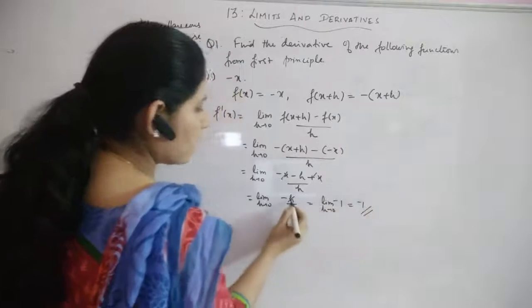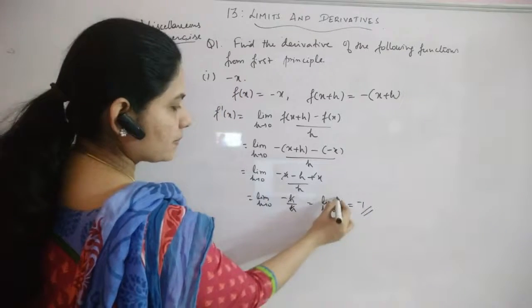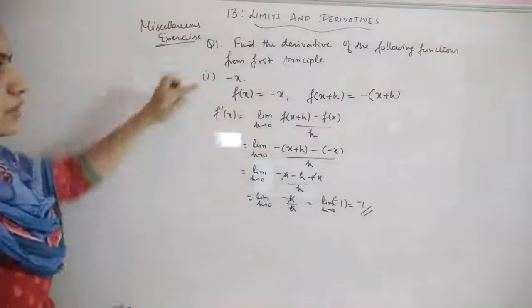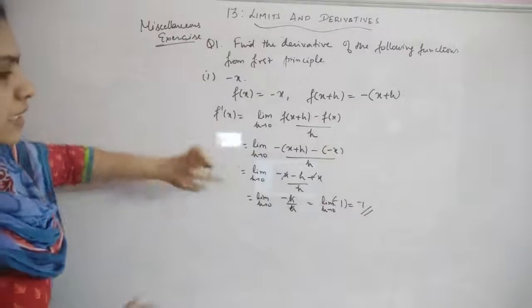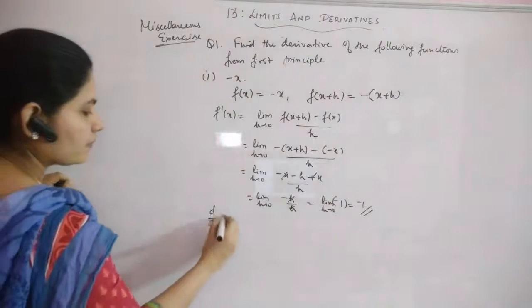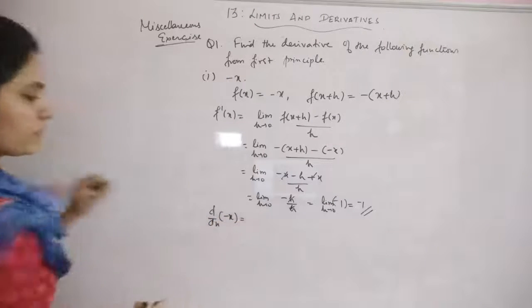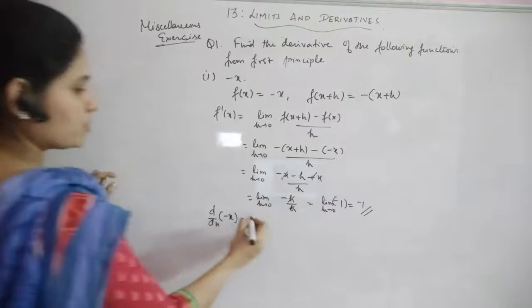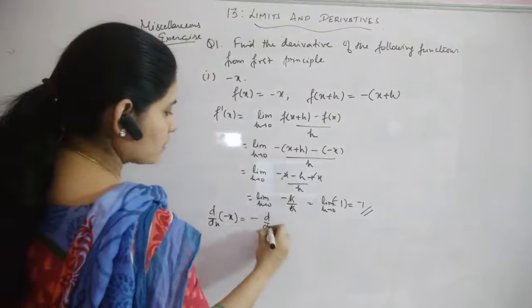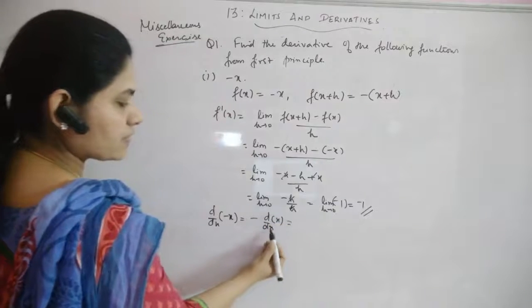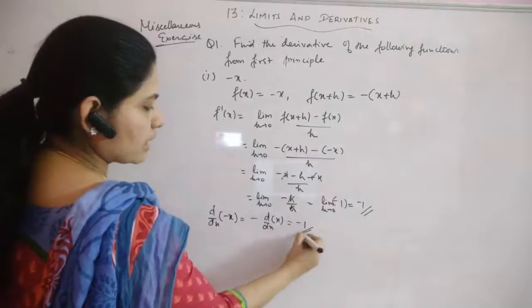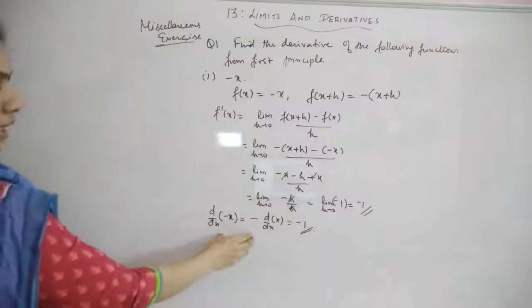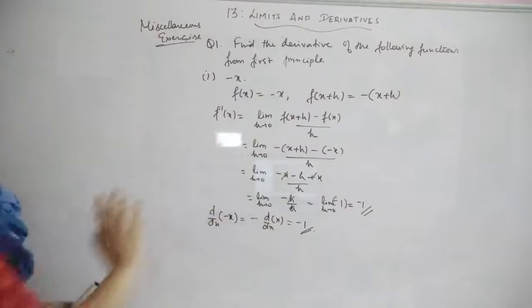For the constant you will have only 1 here. So minus 1. The answer is minus 1. So the derivative of minus x is minus 1. You can just check the derivative using your direct method. You can take out the negative sign and find the derivative of x, and the derivative of x with respect to x is 1. So you will get minus 1 as the answer. This is only for checking whether what you have got is correct.